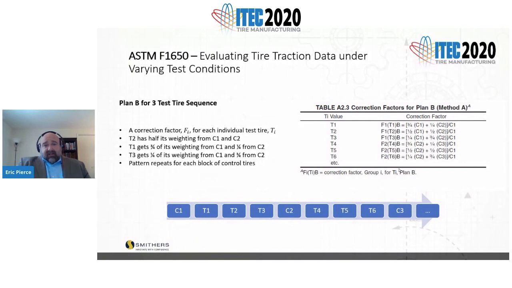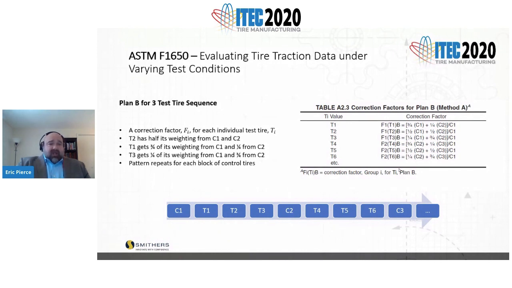So plan B is for a 3 test tire sequence. Basically, you've got a correction factor, same as the other, that's applied to each individual test tire. The difference on this is we have T1, T2, T3. T2 is our middle tire.